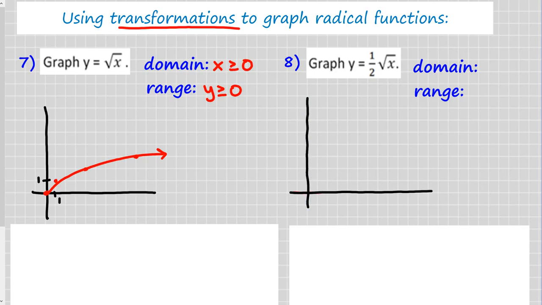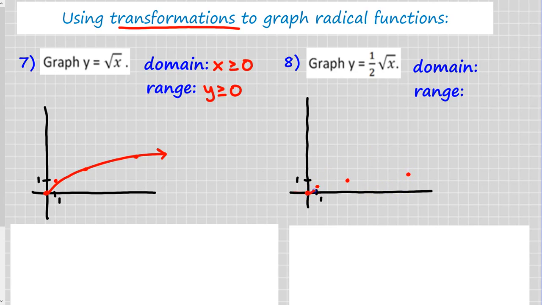So if I take some of the key points from my original graph, such as 0, 0, and I take half the height, it's still at 0, 0. If I take the point 1, 1, and I take half the height, now it's at 1, 1/2. If I take the point 4, 2, and half the height, now it's at 4, 1. And then looks like there's room for another one, so instead of 9, 3, we would have 9, 1.5.